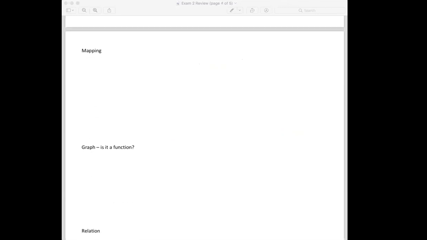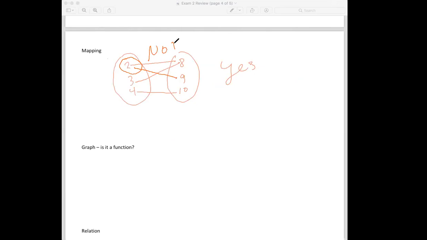Let's see, mapping diagrams, the easiest ones. Let's say I have 2, 3, 4 mapped over to 8, 9, 10. This goes to this, this goes to that, this goes to that. Yes, it is a function because 2 is matched to exactly one thing, 3 is matched to exactly one thing, and 4 is matched to exactly one thing. If it, on the other hand, looked like this, you could see that there are 2 spokes coming out of the domain. So this is not a function.